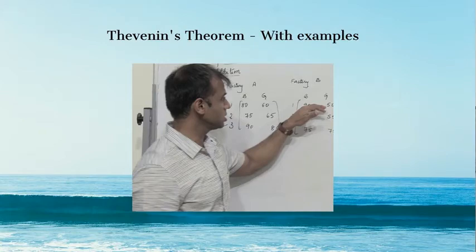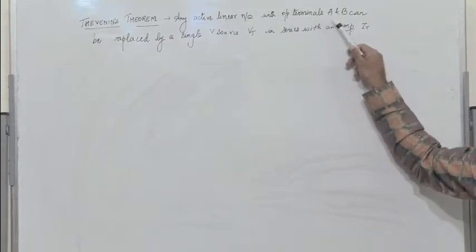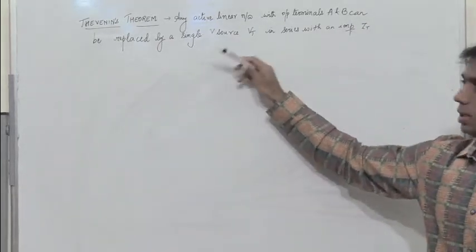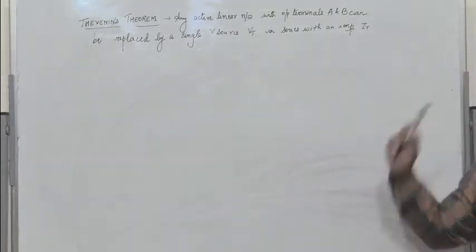Thevenin's theorem states that any active linear network with output terminals A and B can be replaced by a single voltage source, let's call it Vt, in series with a single impedance Zt.